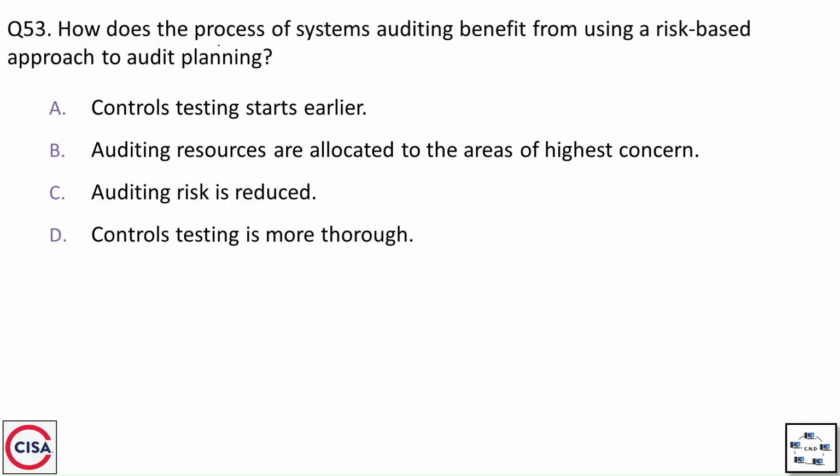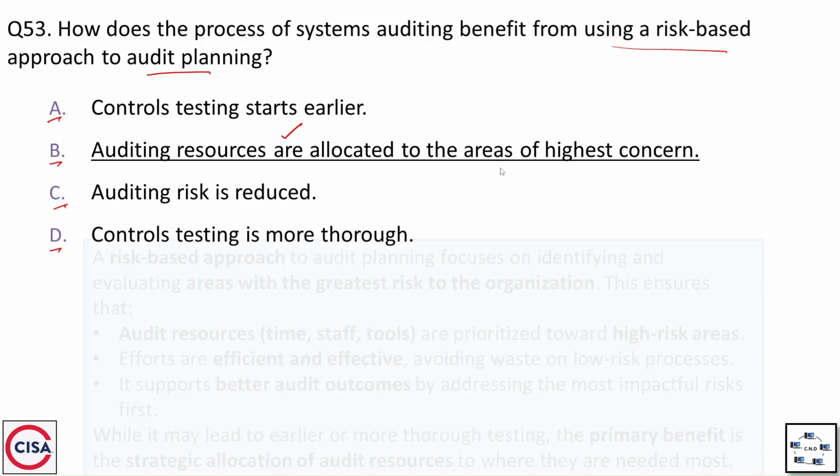Question number 53. How does the process of systems auditing benefit from using a risk based approach to audit planning? And the options are option A, controls testing starts earlier. Option B, auditing resources are allocated to the areas of highest concern. Option C, auditing risk is reduced. And option D, controls testing is more thorough. And the correct option is option B, auditing resources are allocated to the areas of highest concern.